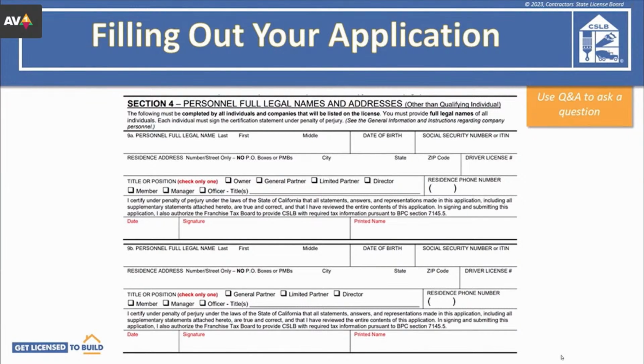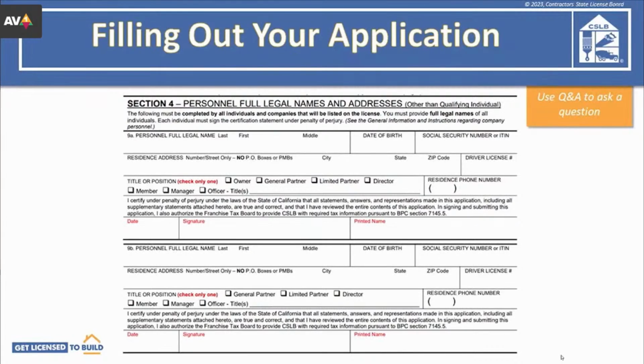For example, if you're applying for a corporation, you'll need to indicate who will be the responsible managing officer or employee, president, secretary, and treasurer. Again, more information can be found on page 6 of the application instructions. If you'll have more than 4 people on your license, you can make additional copies of this page and include it with your application.